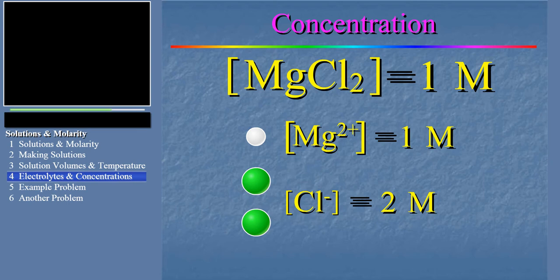So the concentration of the solution depends really on how we ask the question, doesn't it? If we ask, what is the concentration of magnesium chloride? It's 1 molar. If we ask, what is the concentration of magnesium ion? It's 1 molar. But if we ask, what is the concentration of chloride ion? It's 2 molar.